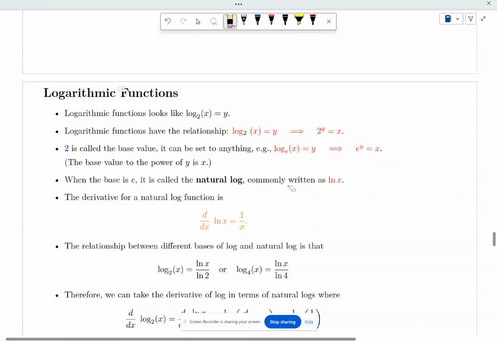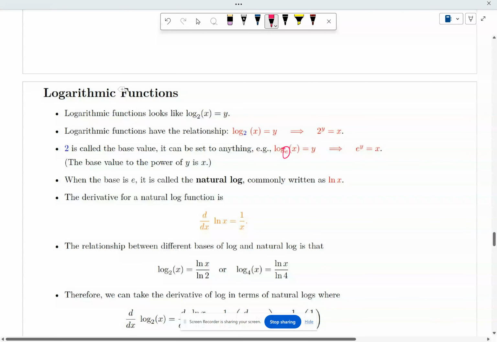So what does this really mean? Well, this right here is equivalent to saying that 2 to the power of y is equal to x. And we're trying to find which power will give us x, right? And this right here is called a base. You can pick any base. So you can pick base 2, you can even pick base e. In fact, base e is one of the most commonly used ones.